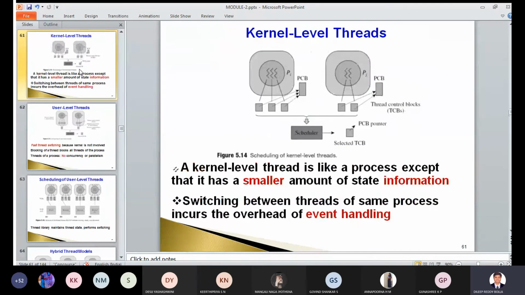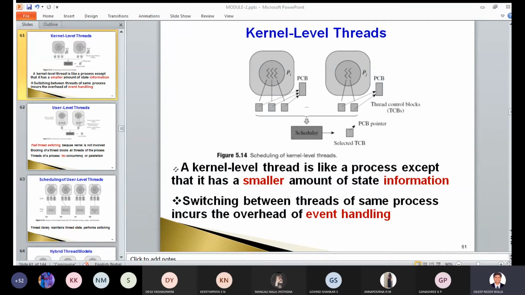Let us see one by one what is happening with the user and kernel level threads. Please note down the working of the kernel level threads. So first, what will happen is the process will create a thread. How will the process create a thread? By using a system call. So that is the first point.